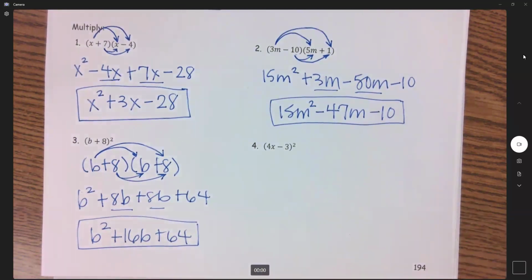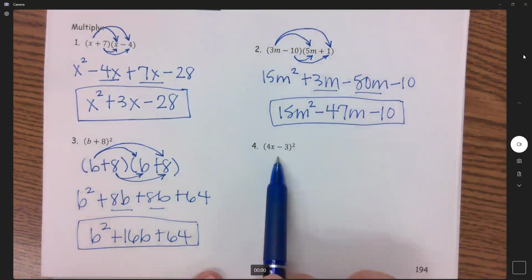Okay, pause the video and see if you can do number 4 on your own. Okay, I hope you had time to pause the video and attempt number 4. Let's go through it. I'm going to go through it a little bit faster since I'm assuming you paused the video and you have tried. So let's check our answer.